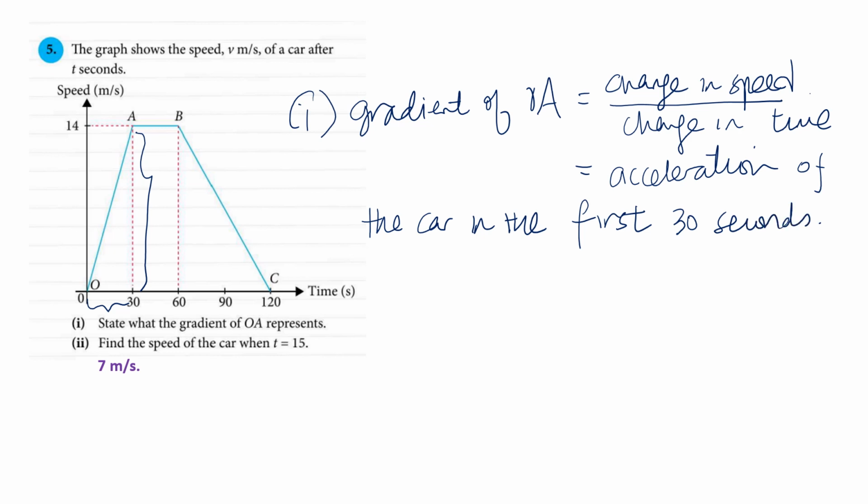Okay, that's it. All right, let's look at part 2. You are asked to find the speed of the car when t is 15. If we draw a vertical line at 15, what we are finding is this speed here, which we do not know. So I'm going to just let it be v meters per second.